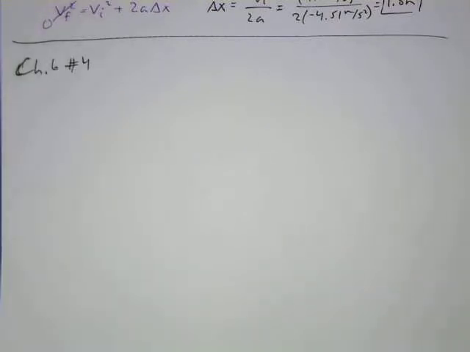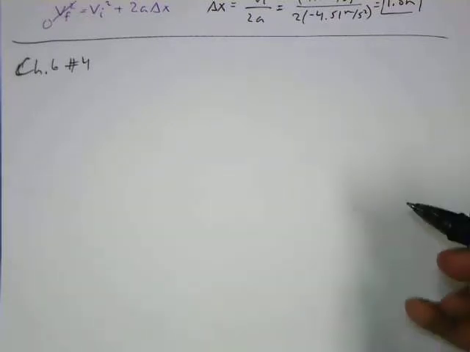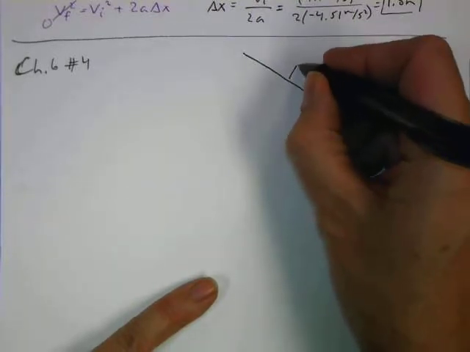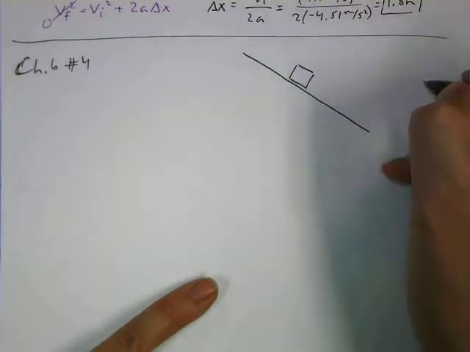Number 4, a child goes down a playground slide with an acceleration of 1.26 meters per second squared. Find the coefficient of kinetic friction between the child and the slide if the slide is inclined at an angle of 33.0 degrees below the horizontal. Alright, fine. We have an incline. We have a child, which coincidentally looks like a box.